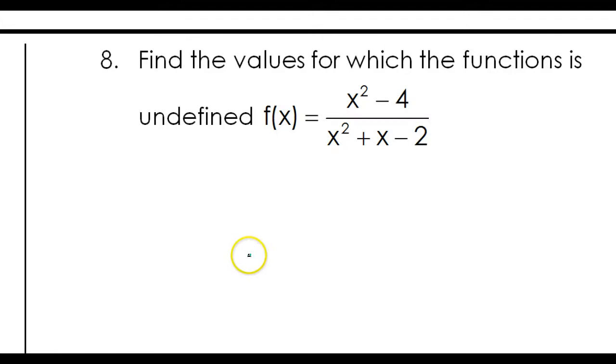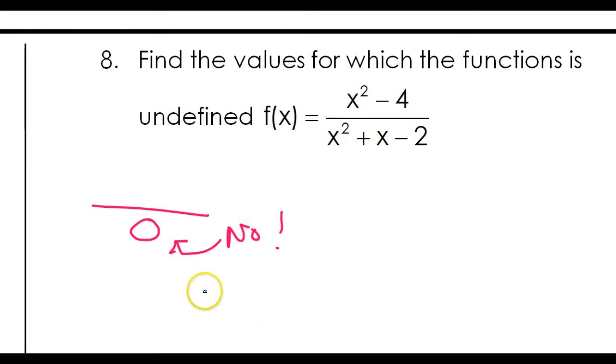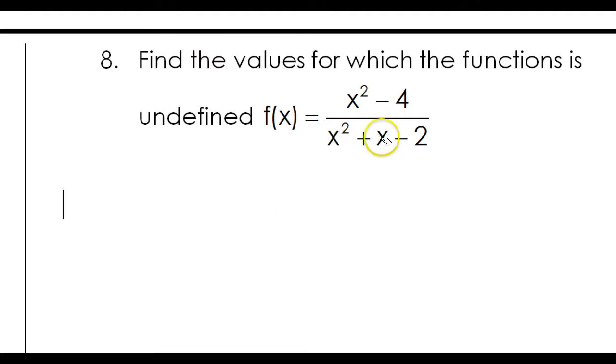Alright, in number 8, we will find the values for which the function is undefined. Well, when things are undefined, one of the main reasons that happens is because you can't divide by 0. Okay, this is a no. This would be undefined. So, let's figure out what values would cause the denominator to be 0.